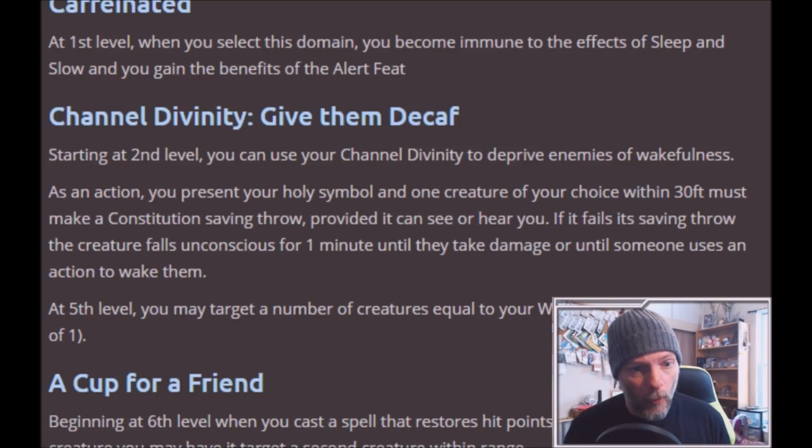Now at 5th level, we can target a number of creatures equal to our wisdom modifier, provided that they are in range. So give them decaf gets really, really intense at 5th level, and this is kind of like a very, very powerful sleep spell.